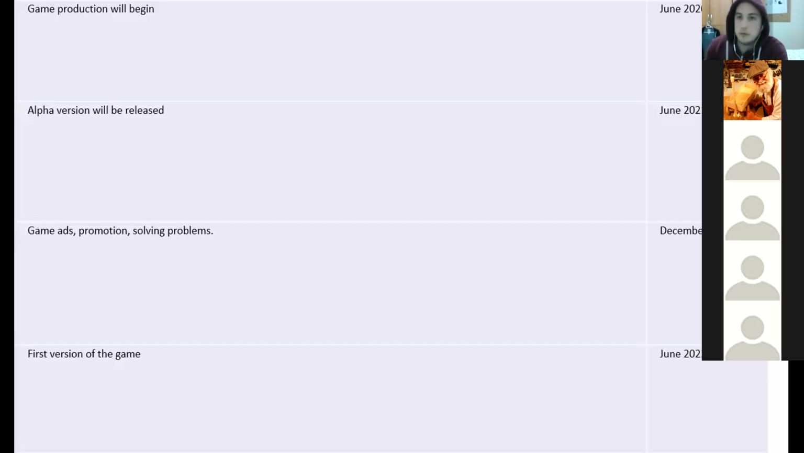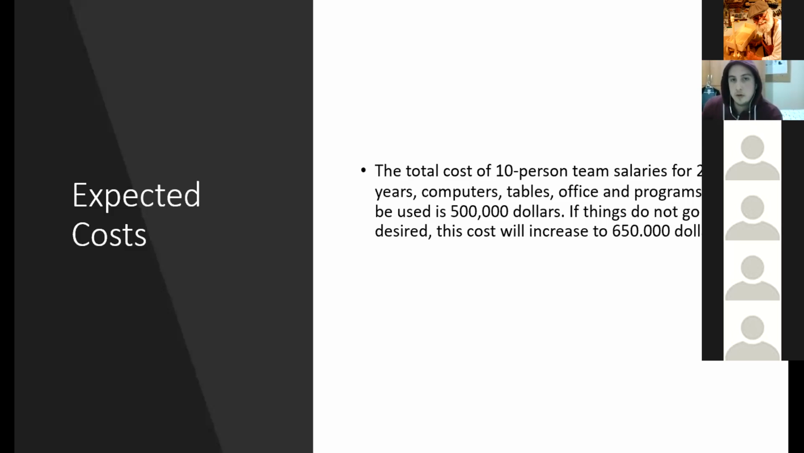We are beginning in June 2020, and we are releasing our alpha version in June 2021, and after 6 months we are solving problems in December 2020. And we are releasing our first version of the game in June 2022. Our expected cost is the total cost of a 10-person team's salaries for 2 years, computers, tables, office, and programs to be used: $500,000. If things do not go as desired, this cost will increase to $650,000.